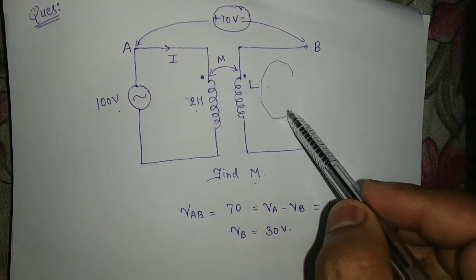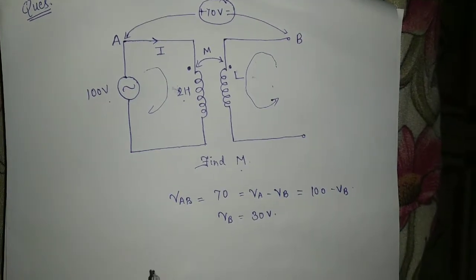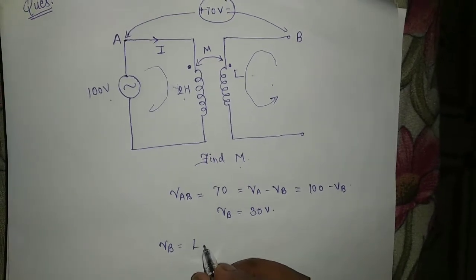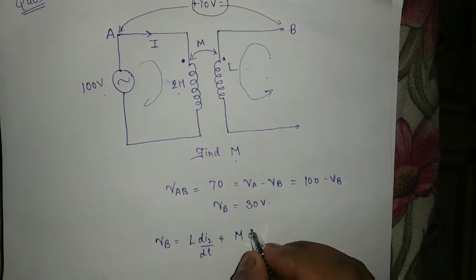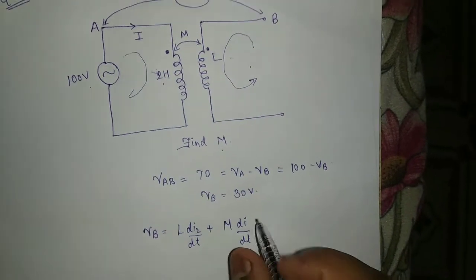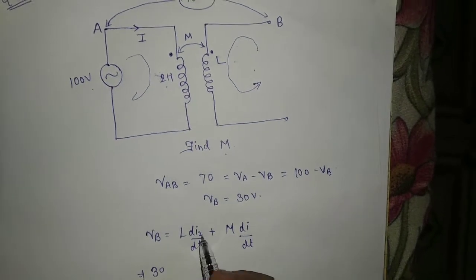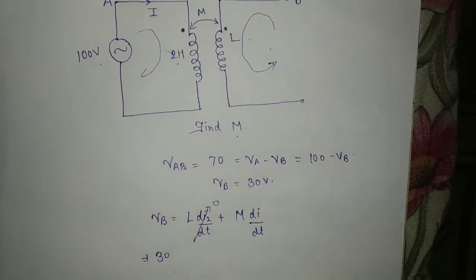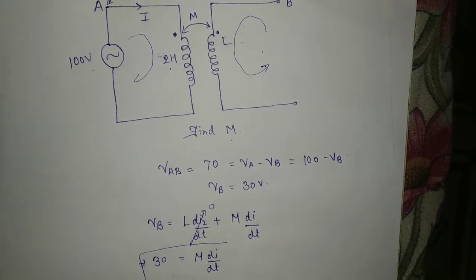now apply KVL in this loop and then KVL in this loop. So first of all here, VB is L di2 by dt plus M di by dt. Let i be the current here. So VB is 30. i2 is 0 because there is an open circuit, so this term will be 0, and 30 is equal to M di by dt. This is the first equation.